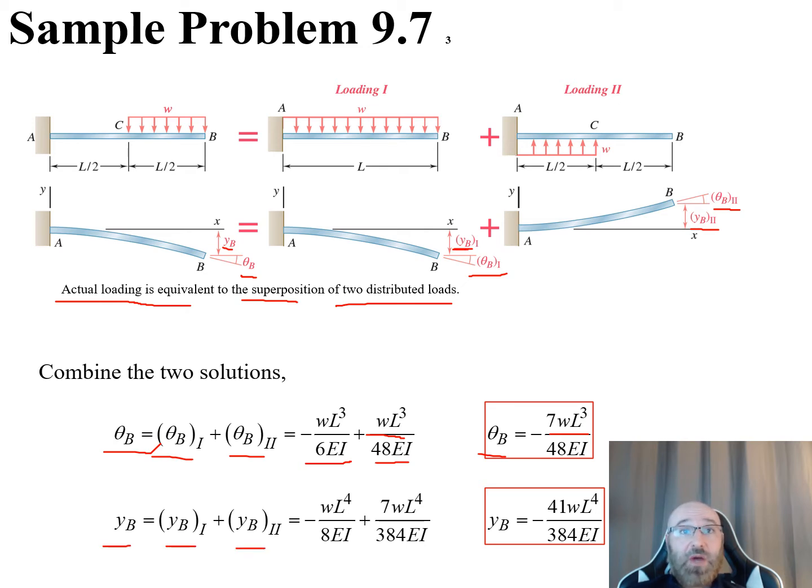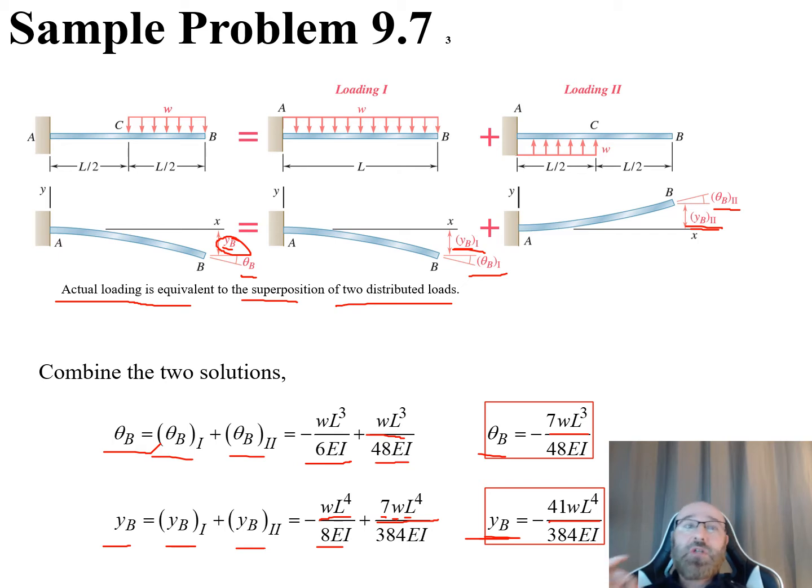So there's our Y sub B1 plus our Y sub B2 there. So this is equal to negative W times L to the fourth all over 8 EI, plus now we have 7 W L to the fourth all over 384 EI there. We can add those together and we find that the deflection, our Y sub B that we're looking for here, is going to be negative 41 W L to the fourth, where W is that distributed load, all over 48 EI.